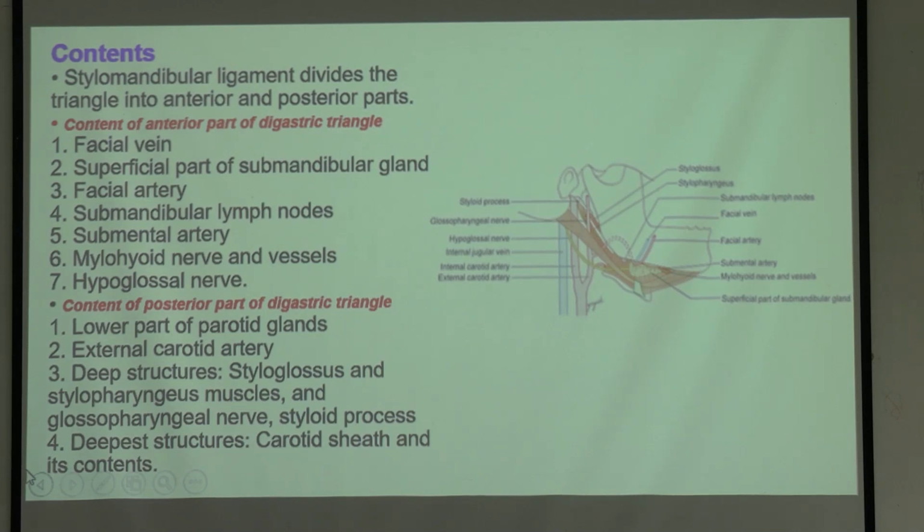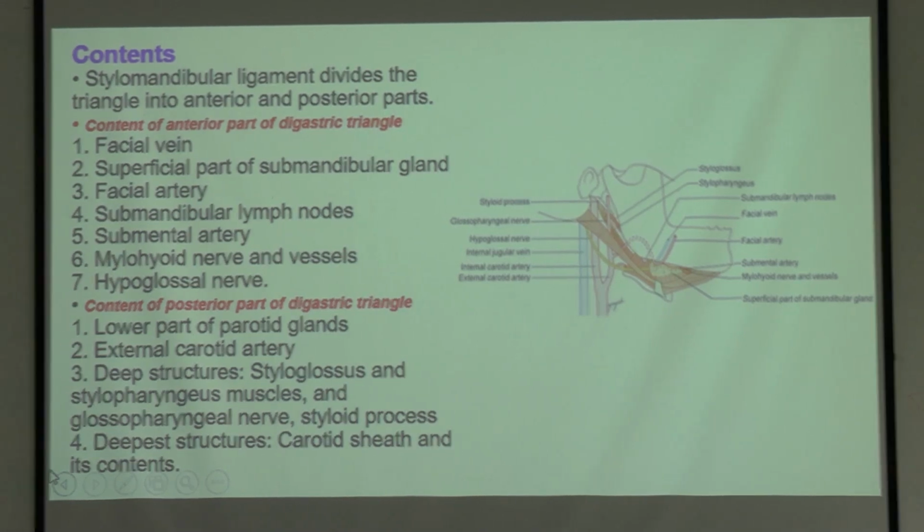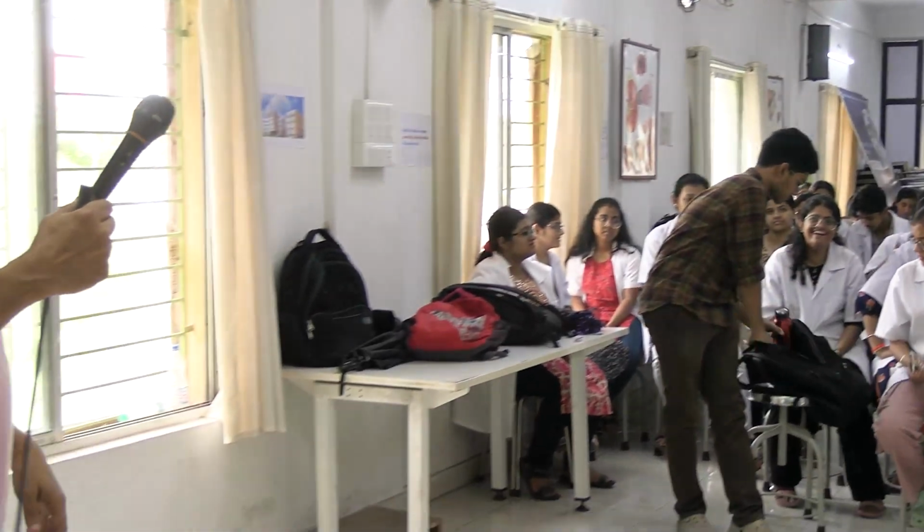What is the difference between spinal and cranial accessory? Can anybody tell me at least one difference? So the cranial accessory comes out from the jugular foramen, and the spinal accessory comes out from the foramen magnum.